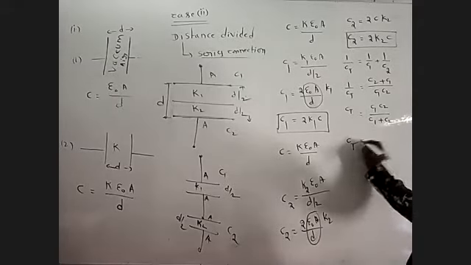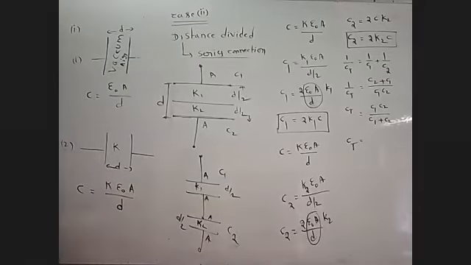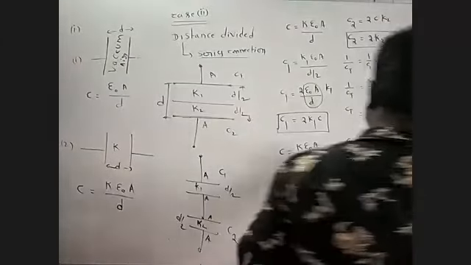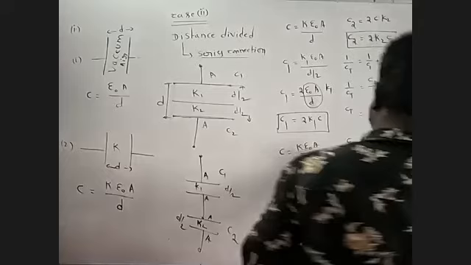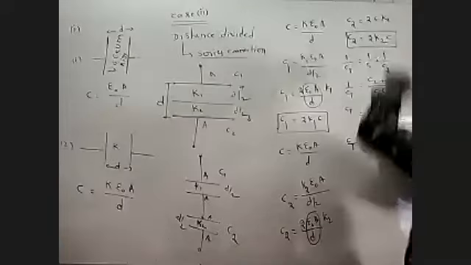C total is equal to C1 C2 by C1 plus C2. What is the C1 value? C1 is 2CK1, and C2 is 2CK2. So the value is 2CK1 into 2CK2 by 2CK1 plus 2CK2.